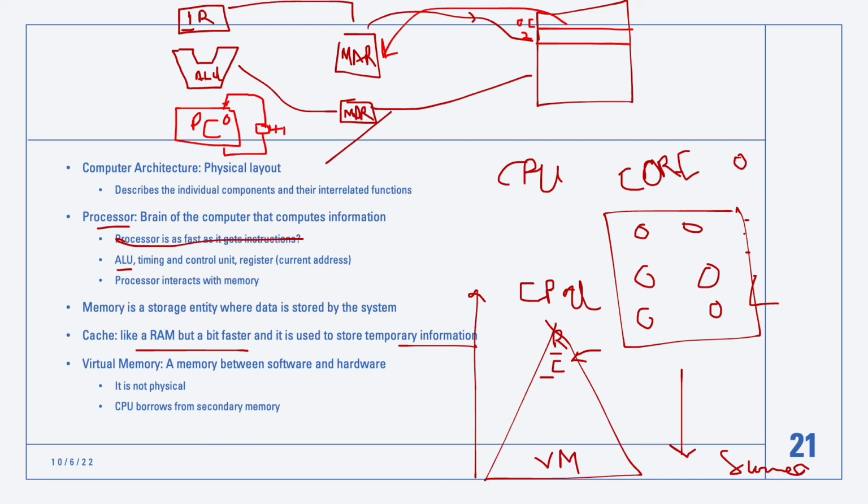Because these are fast but expensive, we can't really have large sizes of them. That's why you have hard drives in the order of terabytes or more, and as you get closer to cache, you resort to things like megabytes. Previous years probably would have been kilobytes. We have talked at length about virtual memory, and CPU borrows memory from it. It's not physical in the sense that the address location you are looking at is not necessarily a physical location.